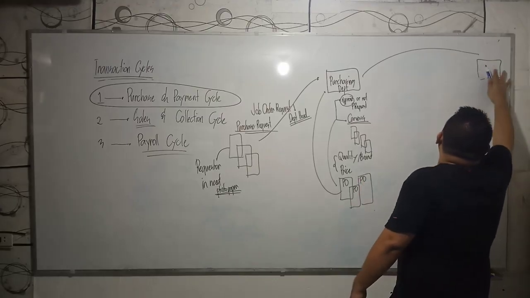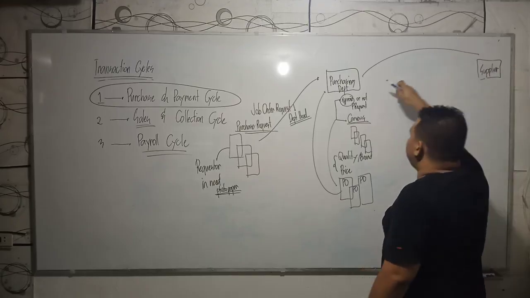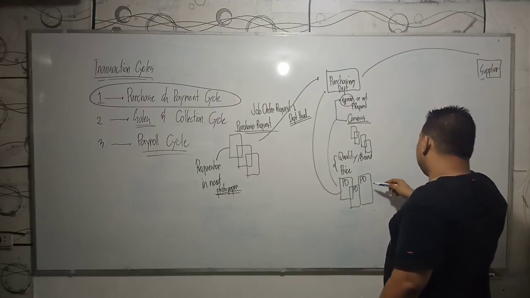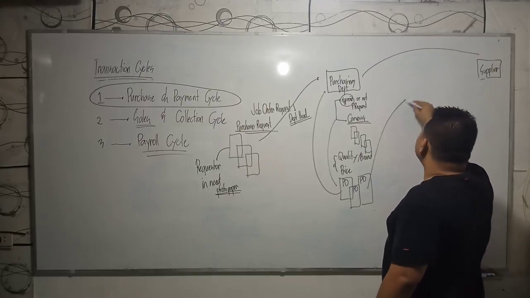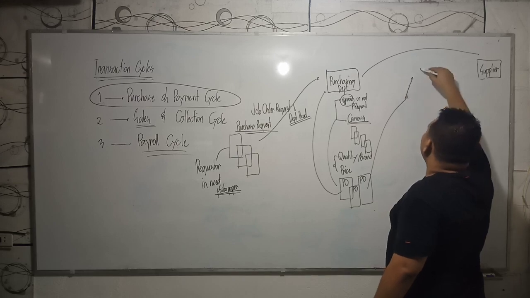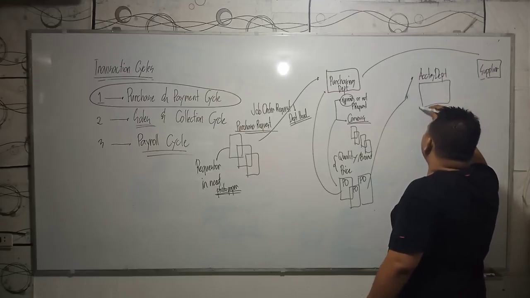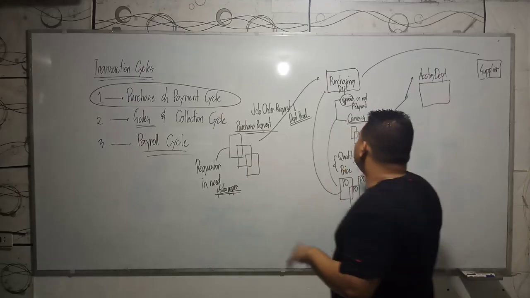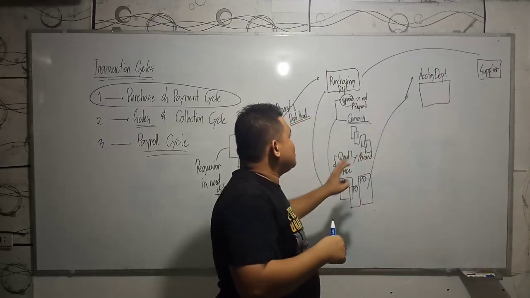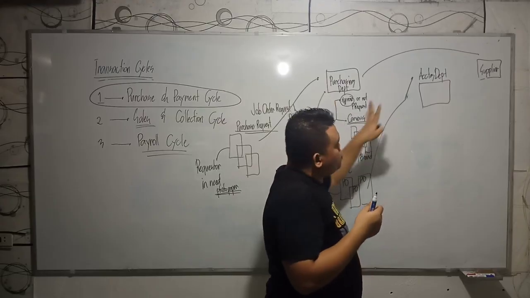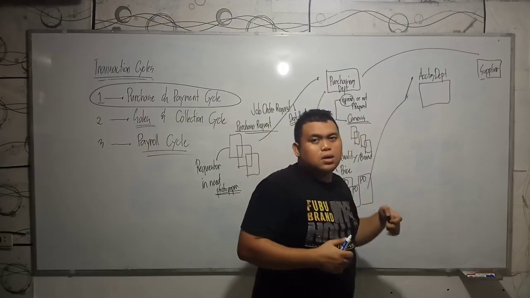I'm so sorry for my drawings. So it will go to the supplier, the purchasing department will retain one, and then the other one will go to the accounting department. So the accounting department will have one of those POs. Okay? I guess you can understand that, but I'm so sorry for my drawing. So we have one copy retained by the purchasing department, one copy will go to the supplier, and one copy will go to the accounting department.